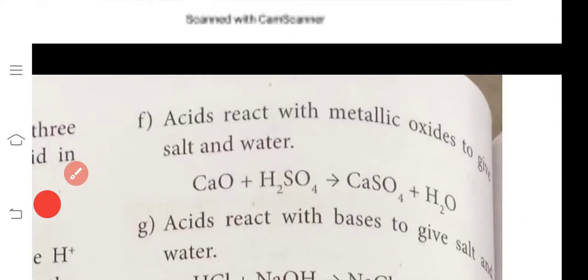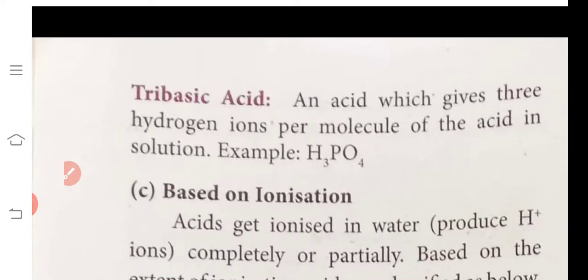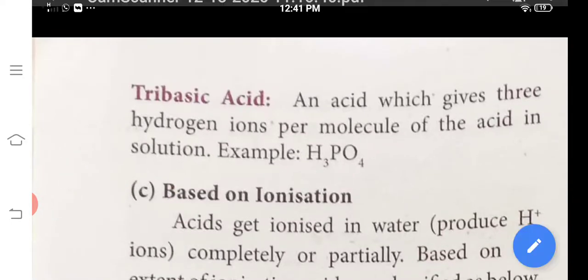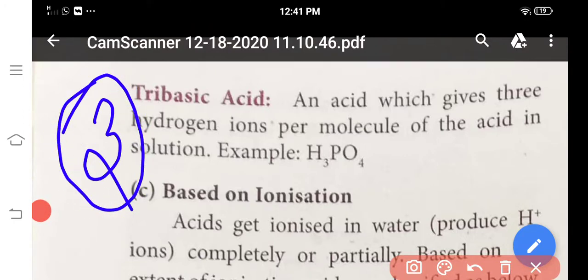Then the next one, tribasic acid. Tri means 3. How many replaceable hydrogen atoms? 3 hydrogen atoms. So an acid which gives 3 hydrogen ions per molecule of acid is tribasic. Example: H3PO4.